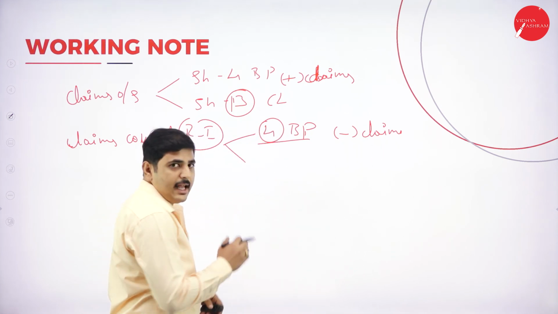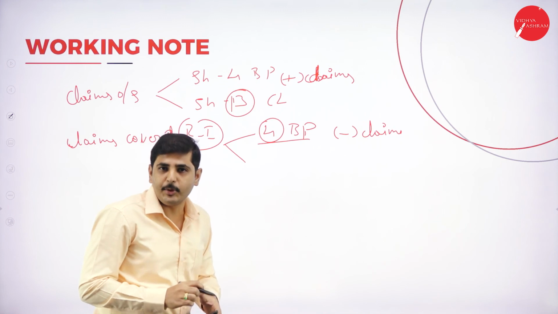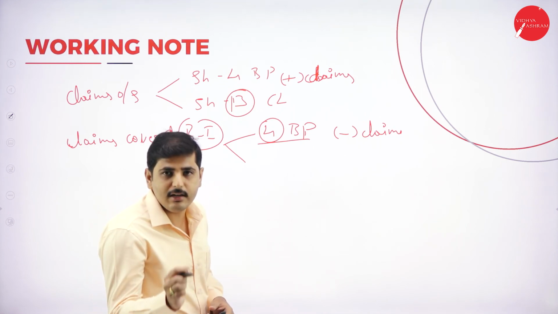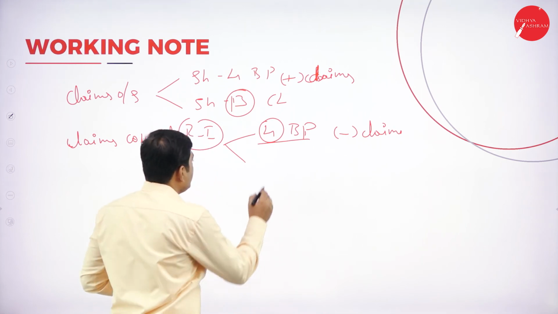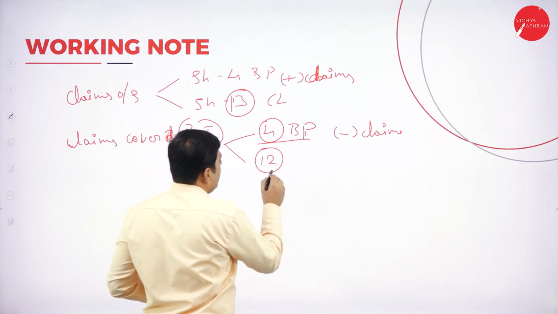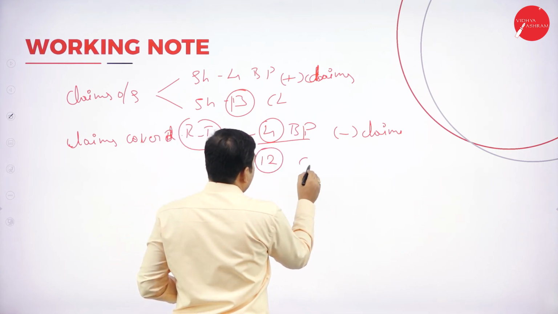Again, it is a current asset. Which schedule talks about current assets? Schedule number 12 talks about current assets. So it should be in the balance sheet schedule, schedule number 12. Show it in the current asset.